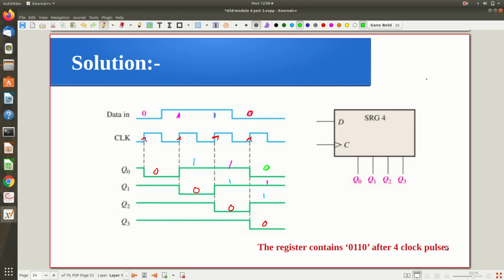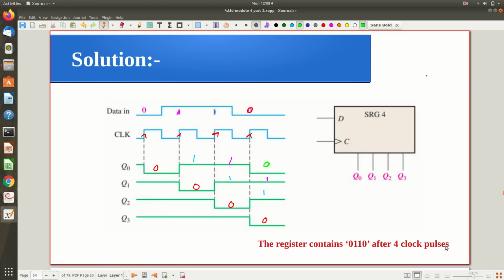I have taken some more time for explaining this. Maybe with practice it will be very clear. The simple thing you have to understand is that this 0 is shifting here, this 0 like that. Similarly, 1 is flowing like this. So that is the order.